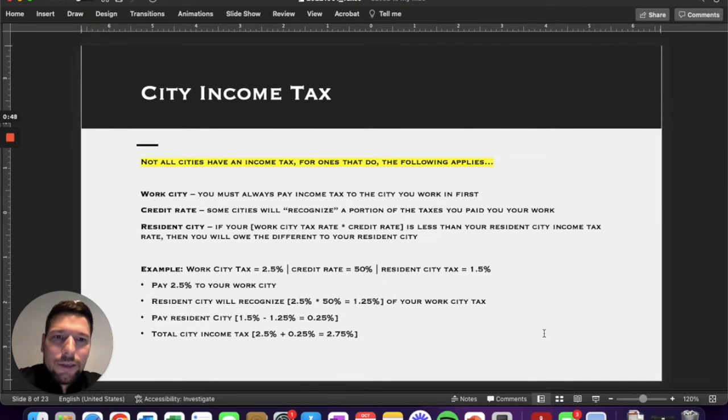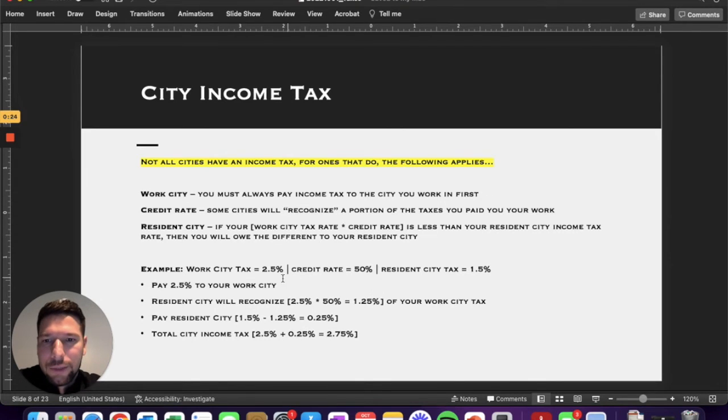On the city income tax side, and again here, just like states, not all cities have an income tax, but ones that do, it typically falls into these two buckets we talk about below, which are work city, where you must always pay the income tax in the work city first, and then resident city. Some resident cities will give you a credit rate that says, hey, if you are paying a work city already, we're going to recognize a portion of that to reduce your resident city tax bill.